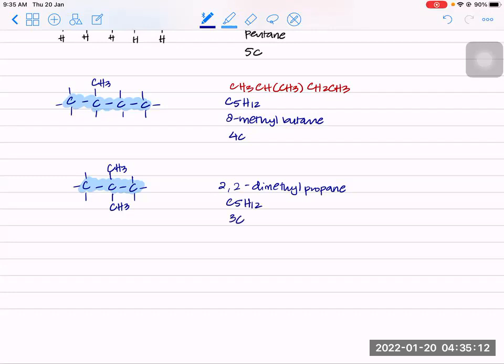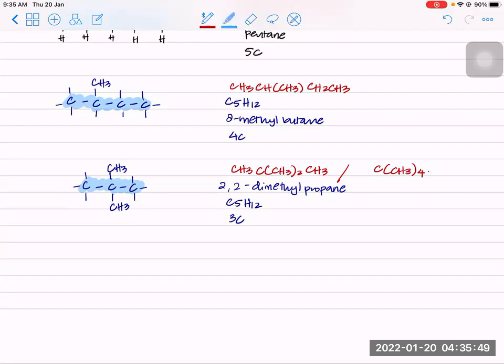The main chain, however, is of 3 carbons. Let's see the structural formula. CH3, C bracket CH3 twice and another CH3. Or if you see, this carbon has 1, 2, 3, 4 CH3s around it. So you can write this as C(CH3)4. Yes. So this right here is your structural formula.